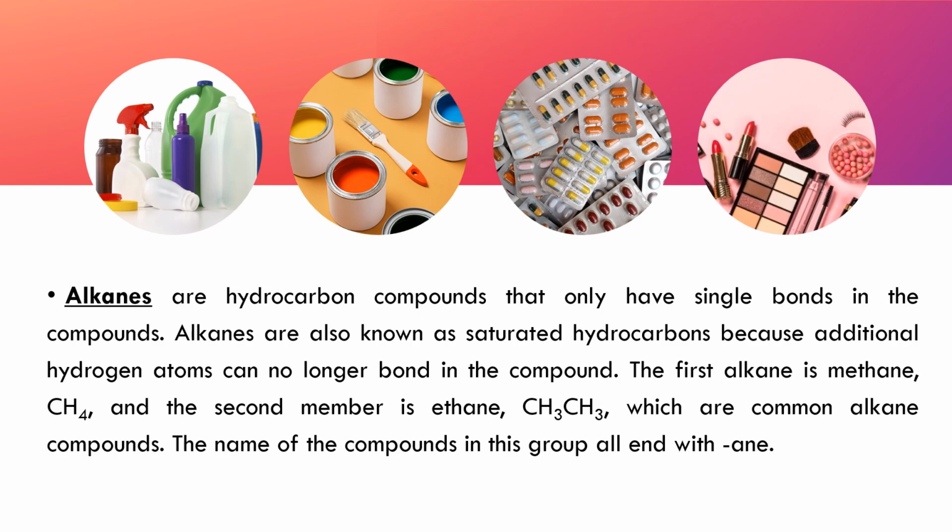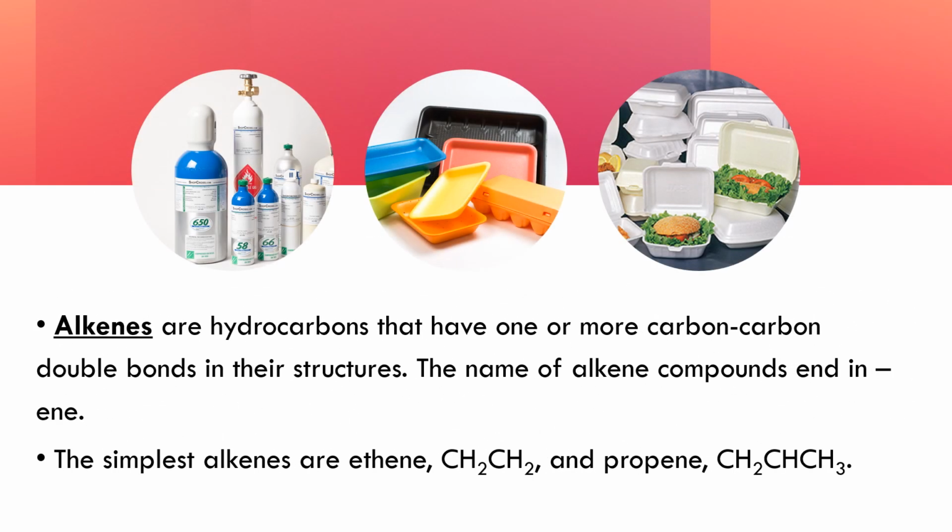Next we have alkenes. Alkenes are hydrocarbons that have one or more carbon-to-carbon double bonds in their structures. The name of an alkene compound ends in -ene. The simplest alkenes are ethene, whose condensed formula is CH2CH2, and propene, which is CH2CHCH3.